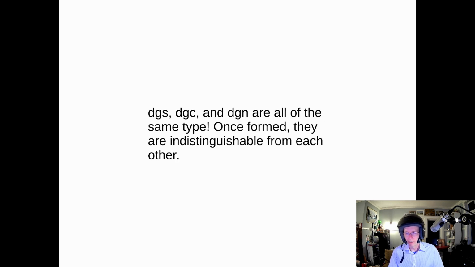Those of you who haven't fallen asleep yet have undoubtedly noticed that the three types of delegates, struct delegate, class delegate, and nested function delegate, are all exactly the same type. Once they are formed, they are indistinguishable from each other. This means they are interchangeable. One function accepting a delegate will be able to accept a delegate from a struct, a class, or a nested function. It will not be able to tell the difference because there is no difference between them. This is a particularly nice feature of D.